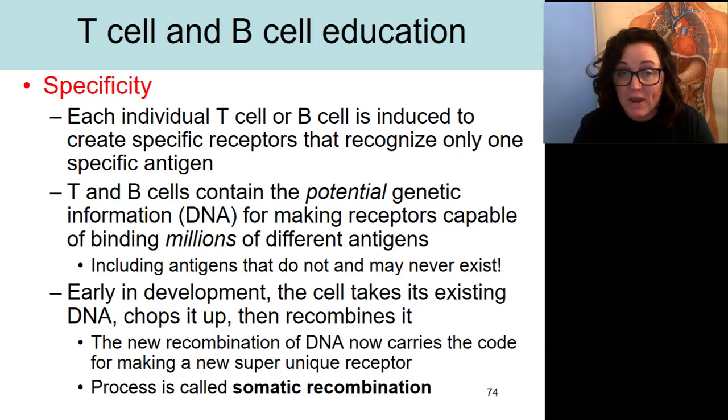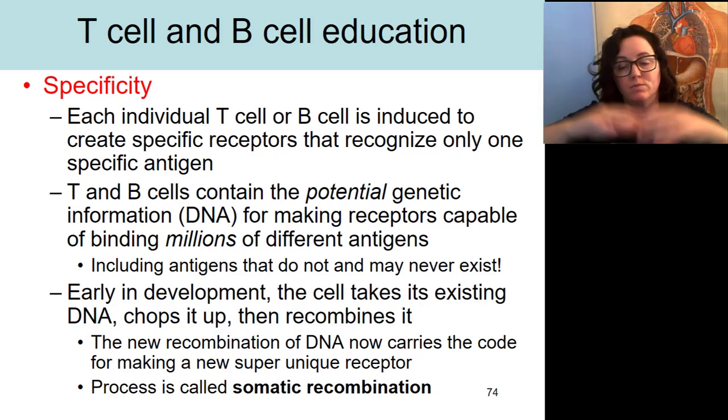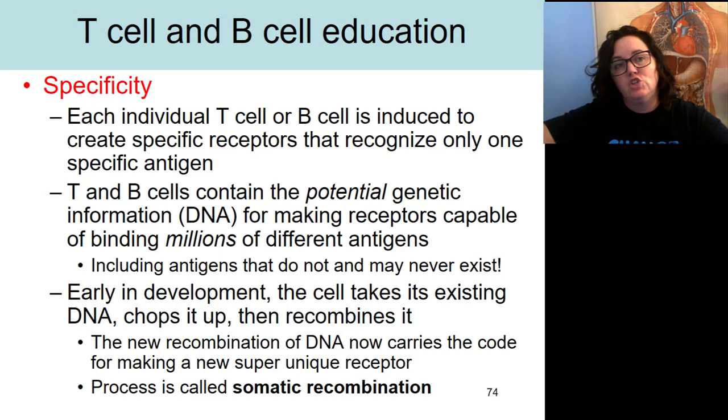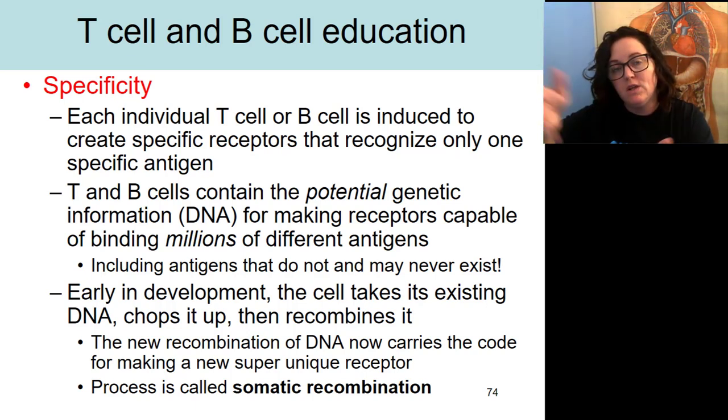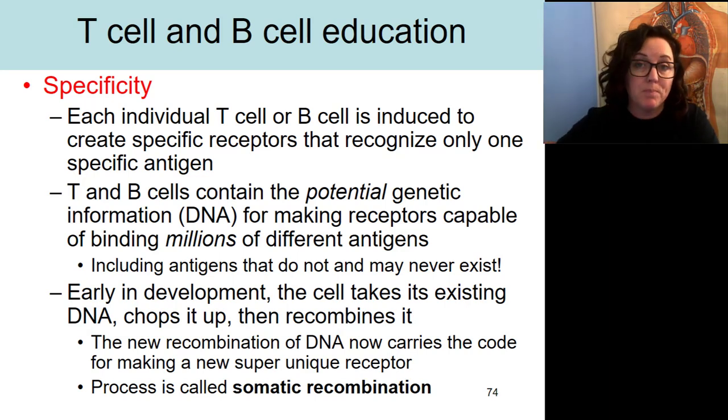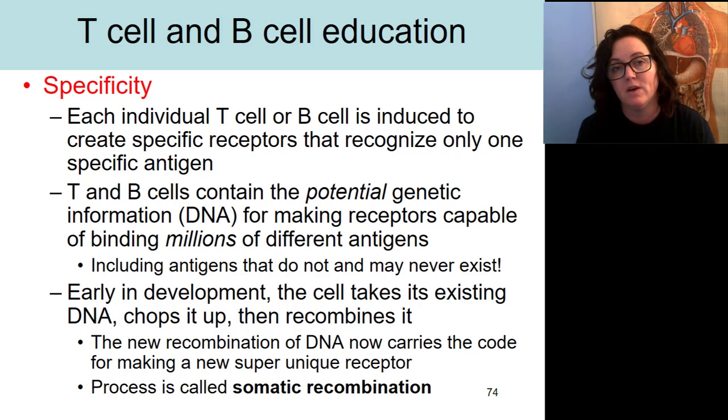Okay, so what happens is early in development, the T cell and B cell takes that portion of DNA that's able to tell it to recognize those millions of different antigens, and it chops it up and recombines it into this new genetic material that then is used to make a protein. That protein is the receptor, the very specific receptor that will allow the T cell or B cell to bind to its one specific antigen.